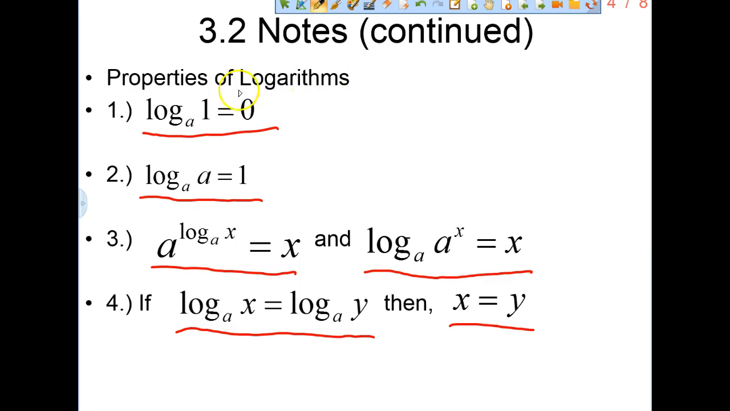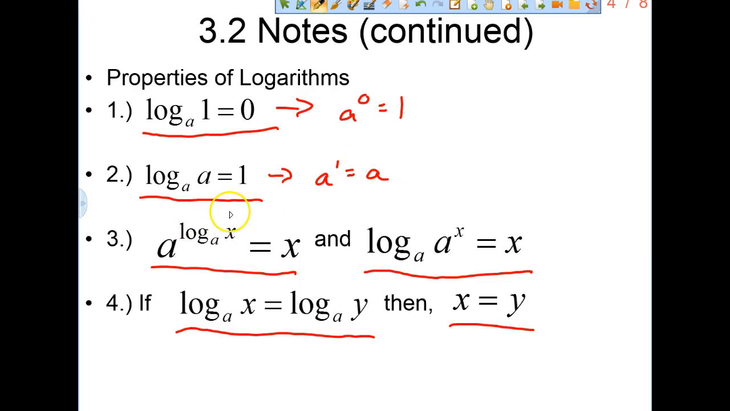So, why is the first one true? If I have the log base a of 1 equals 0, the definition of logs says that this is a to the 0 equals 1, right? So no matter what the base is, any base to the 0 power is always 1. So that means the log of any base of 1 is always equal to 0. The log base a of a is 1. Well, what does that mean? Well, that means, using the definition of logs, that a to the first equals a, right? Of course, anything to the first power is itself, so that's always going to be true.